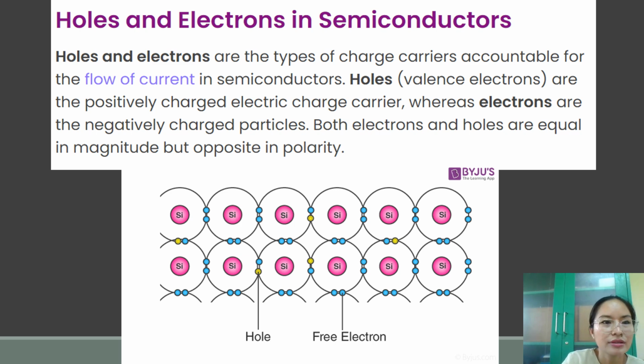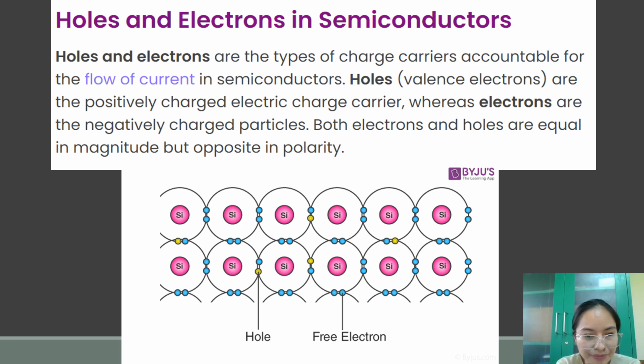To understand how semiconductors are able to conduct current flow, we have to mention the holes and electrons. These are the charge carriers accountable for the flow of current in semiconductors. What are holes? These are the valence electrons, which are positively charged electric charge carriers, whereas electrons are the negatively charged particles. Both are equal in magnitude but opposite in polarity.